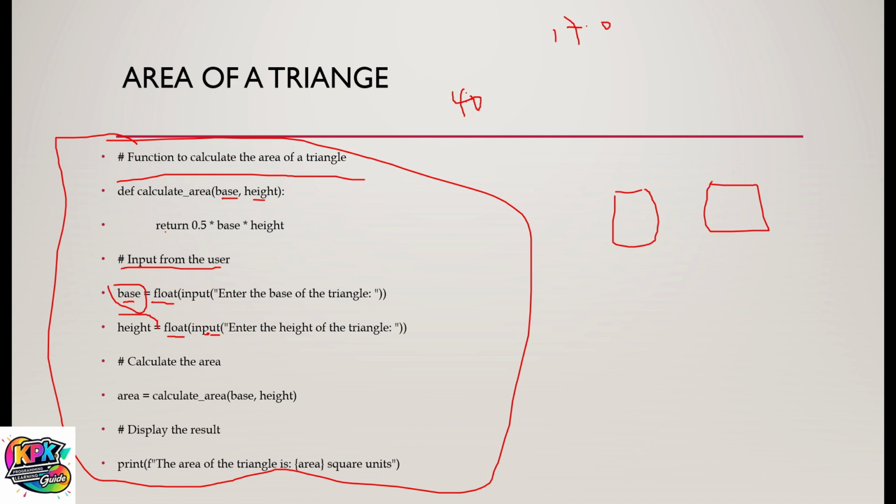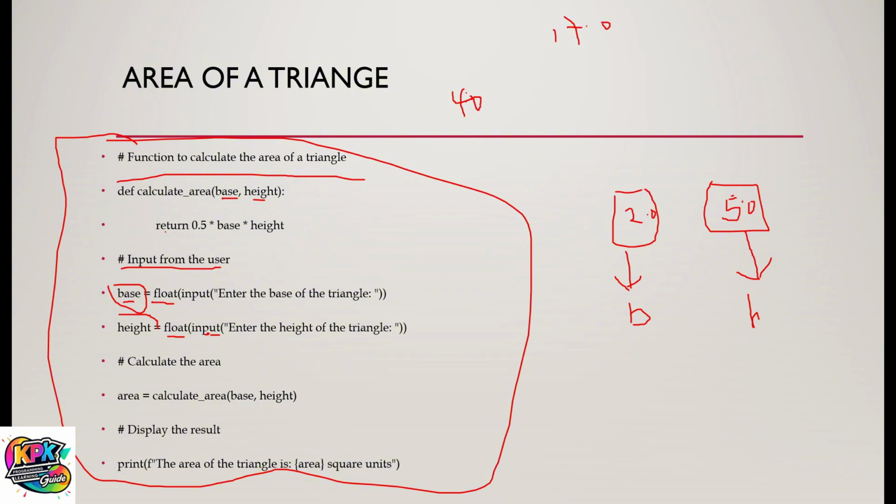If the user says 2 for base and 5 for height, this is what has happened. When you go to the base variable, let's use B to represent the base, it has the value 2.0. When we come to the height variable, it has 5.0. Keep in mind, we are dealing with floats. Now, calculating the area.